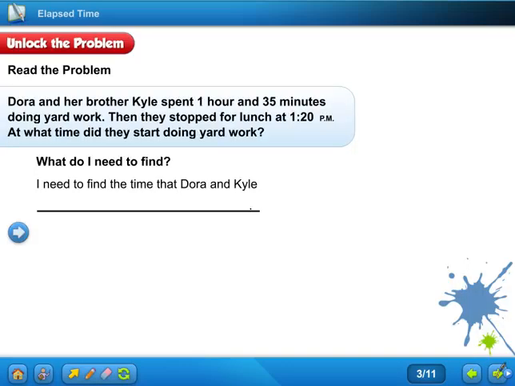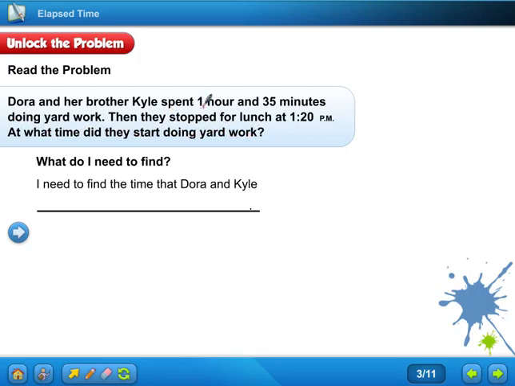So first we're going to read the problem. Dora and her brother, Kyle, spent 1 hour and 35 minutes doing yard work. They stopped for lunch at 1:20. What time did they start doing yard work?